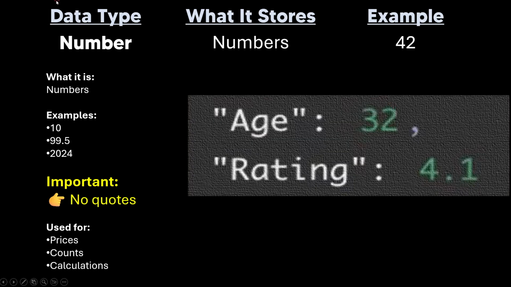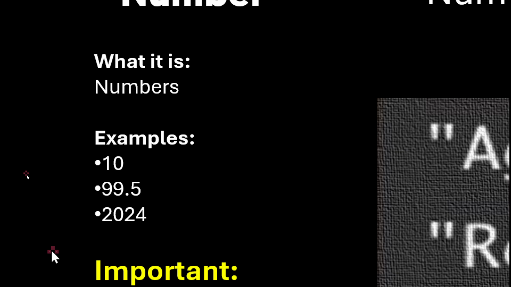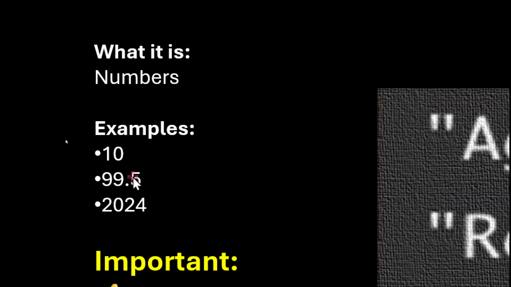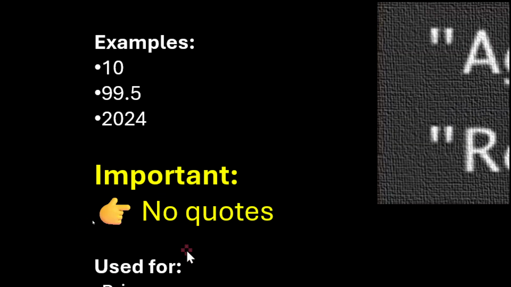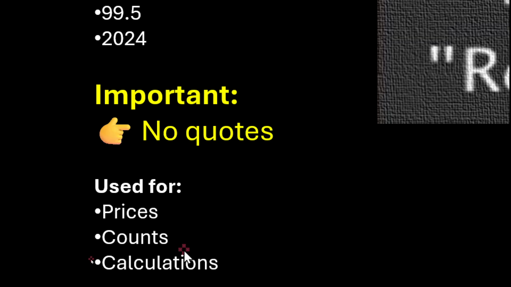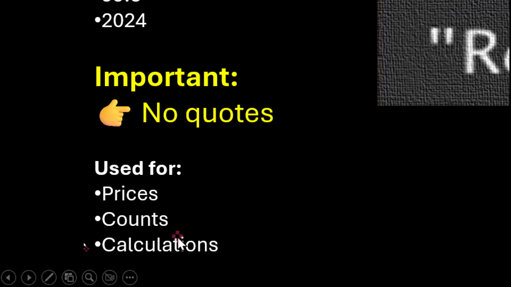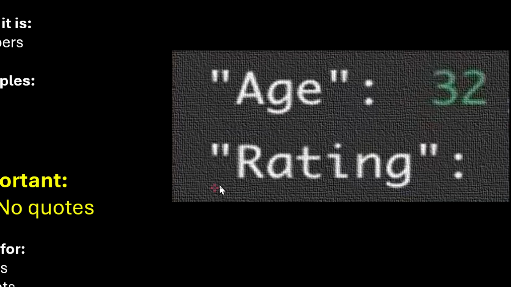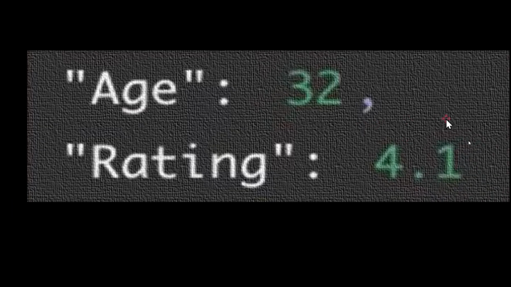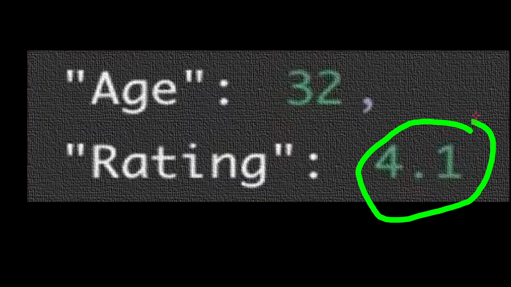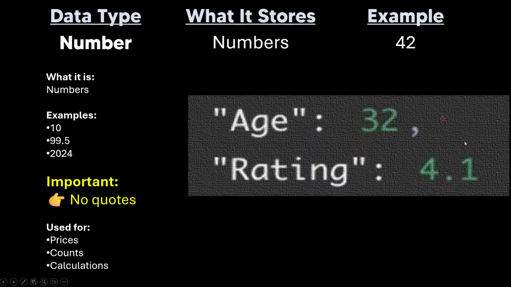And we talked about number. Number is just numbers itself. Decimal, no decimal, it's a number. And a number doesn't usually have any quotes. You write it like that, even if it's a decimal. It usually works for things like prices, count, calculations. If you look at the sample here, age is 32. You can see it's just written 32. And then rating 4.1, no special values there.